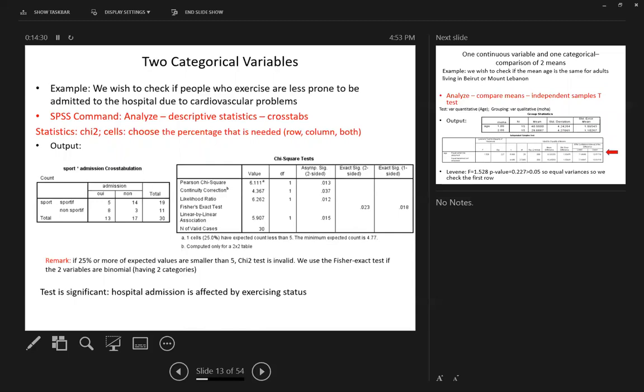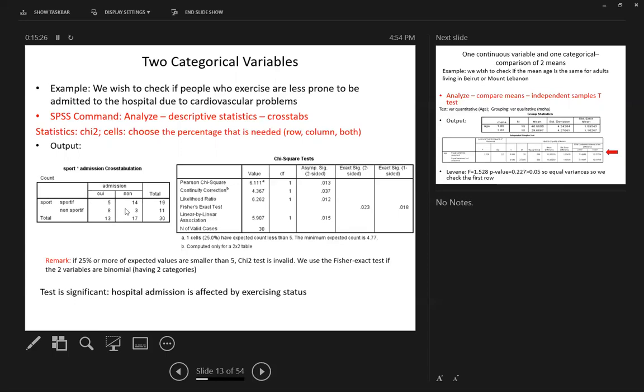So let's take this example of two categorical variables. We wish to check if people who exercise are less prone to be admitted to the hospital due to cardiovascular problems. Therefore, the independent or exposure variable is exercising, yes or no, and the dependent variable is hospital admission due to cardiovascular problem. I gave you the SPSS command, which is analyze, descriptive, crosstabs, and the statistic that you want is a chi-square test. In the cells, you choose the percentage that's needed: row, column, or both. Most importantly here, I did not provide you with the percent, but what you want to compare are those who exercise, the sportive, versus the non-sportive, the athletes versus non-athletes, and how many of them are admitted.